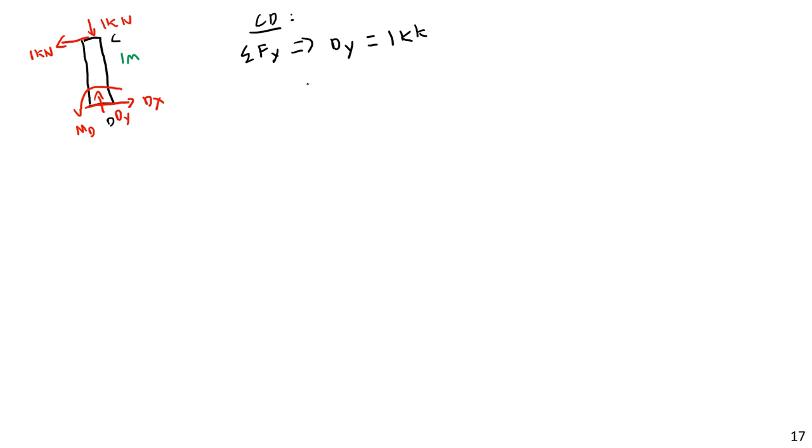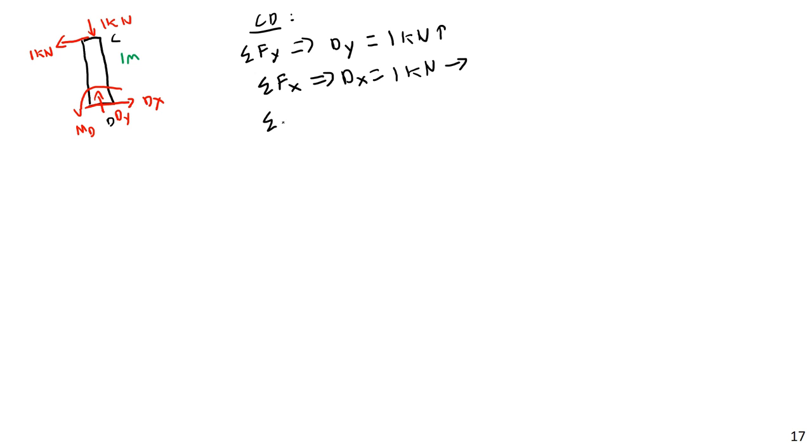1 kilonewton upward, and then a simple summation of forces in the horizontal direction will lead us directly to that dx is equal to 1 kilonewton as well, but this time to the right. 1 kilonewton to the right.